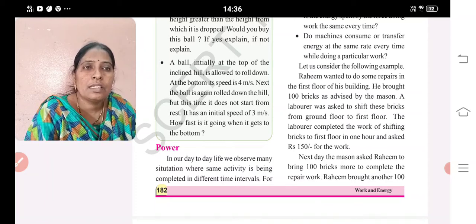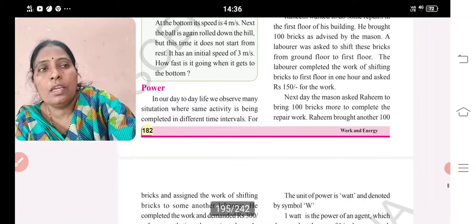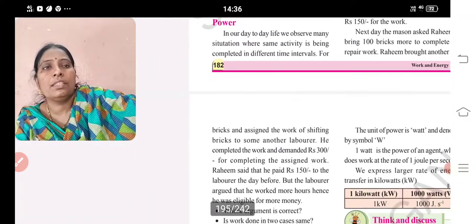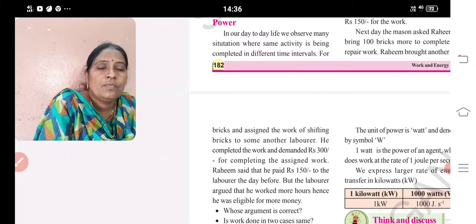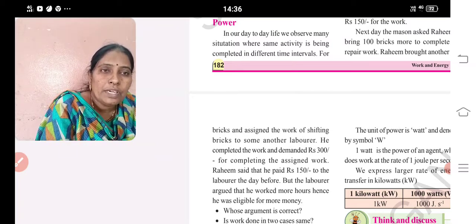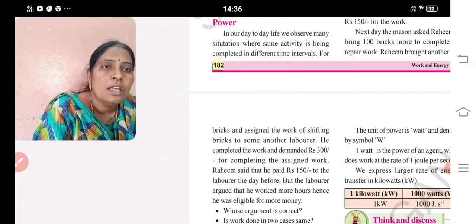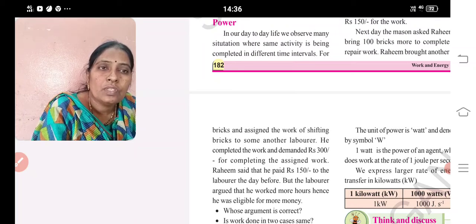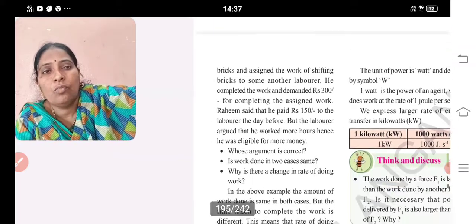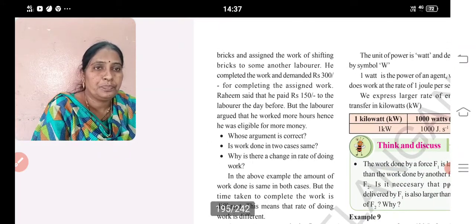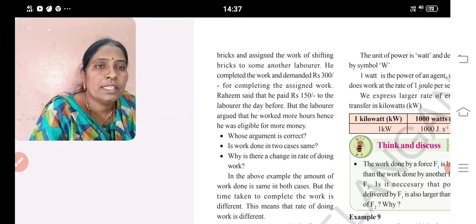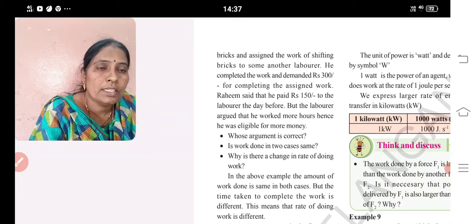Next day, the mason asked Rahim to bring 100 bricks more to complete the repair work. Rahim brought another 100 bricks and assigned the work of shifting bricks to some other laborer. He completed the work and demanded 300 rupees. Rahim said that he paid 150 to the laborer the day before. But the laborer argued that he worked more hours, hence he was eligible for more money. Whose argument is correct? Is the work done in the two cases the same?